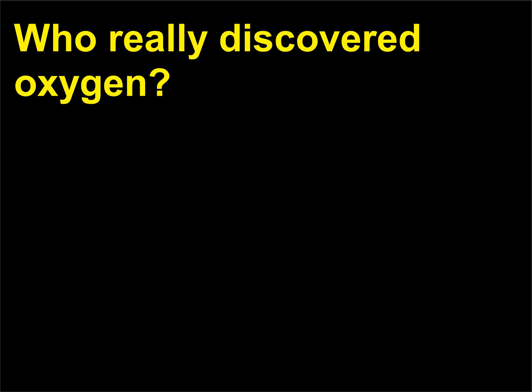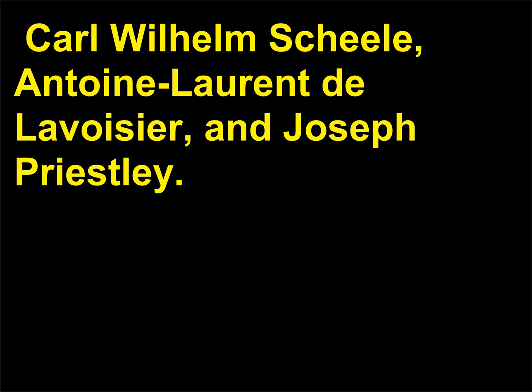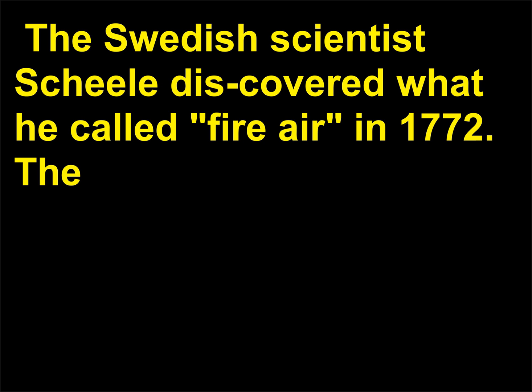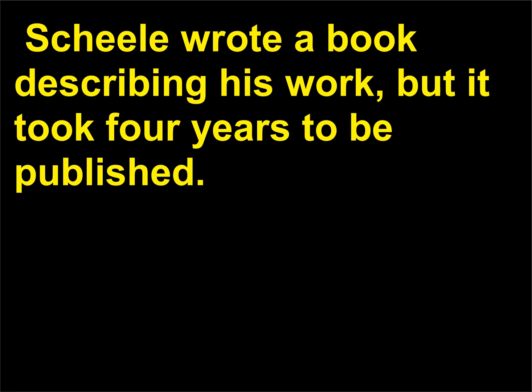Who really discovered oxygen? Three scientists are often credited with the discovery of oxygen: Carl Wilhelm Scheele, Antoine Laurent de Lavoisier, and Joseph Priestley. The Swedish scientist Scheele discovered what he called fire air in 1772. The name came from the way an ember would burst into flame when immersed in the gas. Scheele wrote a book describing his work, but it took 4 years to be published.